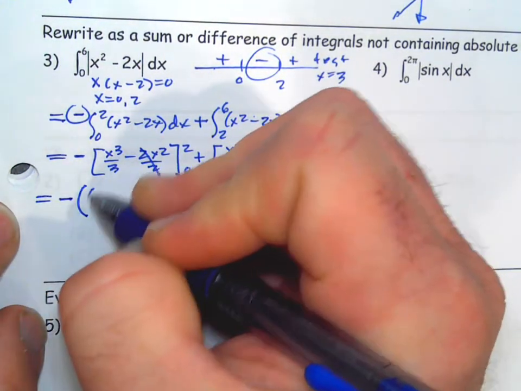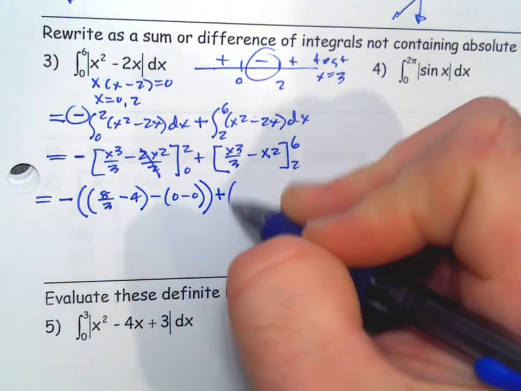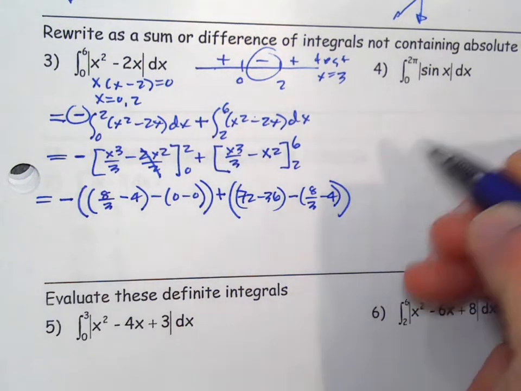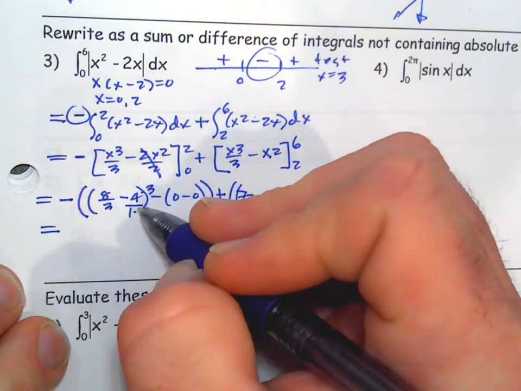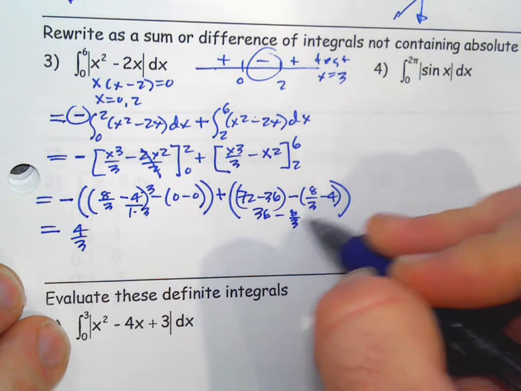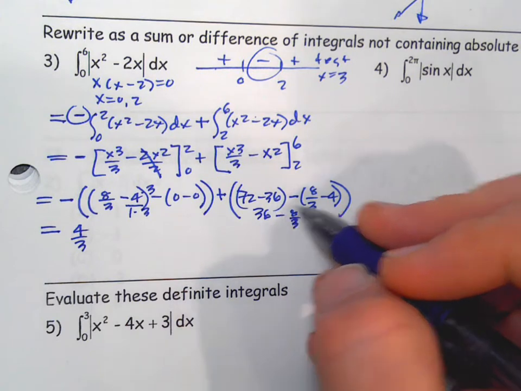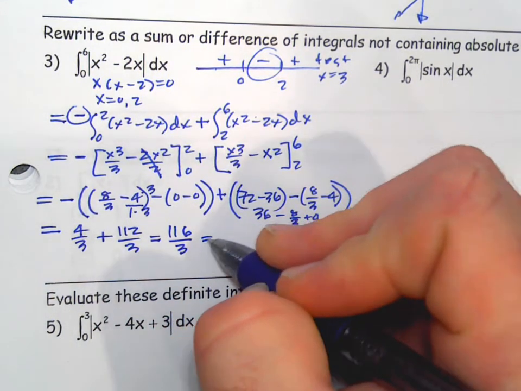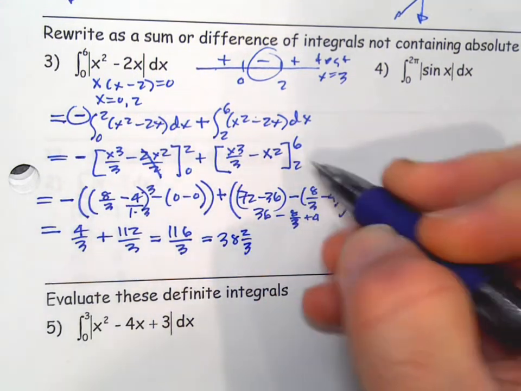So now be careful, lots of subtraction going on here. If you plug 2 in, this is 8/3 minus 4. Minus 0 minus 0 plus that's going to be 72 minus 36 minus 8/3 minus 4. Okay, so this is going to be negative 12/3, negative 4/3, positive 4/3, for the first piece, this is going to be 36 minus 8/3 plus 4. So that's going to be 40 times 3 is 120, minus 8 is 112 thirds, so 116 thirds, or 3 gives us 38 and 2/3.